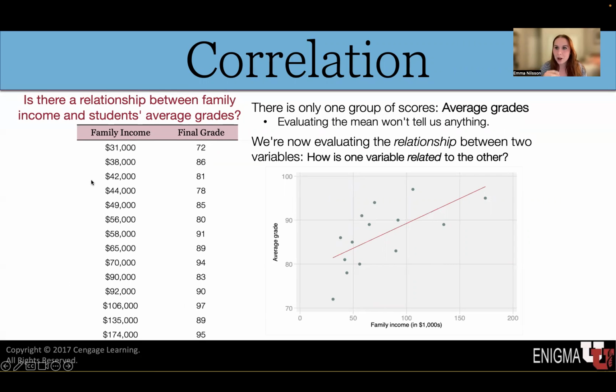What you see here is we're not manipulating anything. We're not changing family income. We're not changing grades. All we're doing is deciding those two variables, measuring them, and comparing them to each other. If we only had one group of scores, average grades, which we might call a dependent variable, evaluating the mean of this, we have nothing to compare it to. It won't tell us anything about the relationship between income and grades. So we're going to instead plot it on a graph here. And now we're evaluating the relationship between family income and average grades. We can see that relationship represented by this line here.